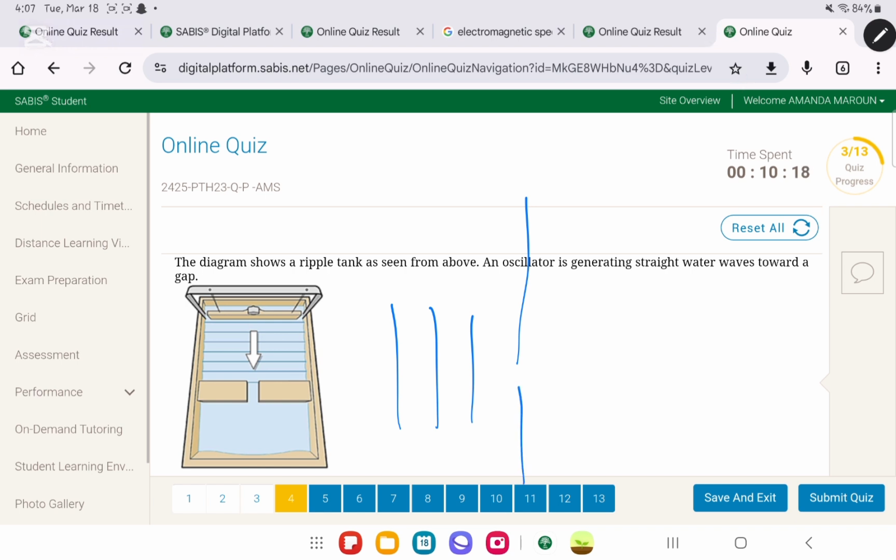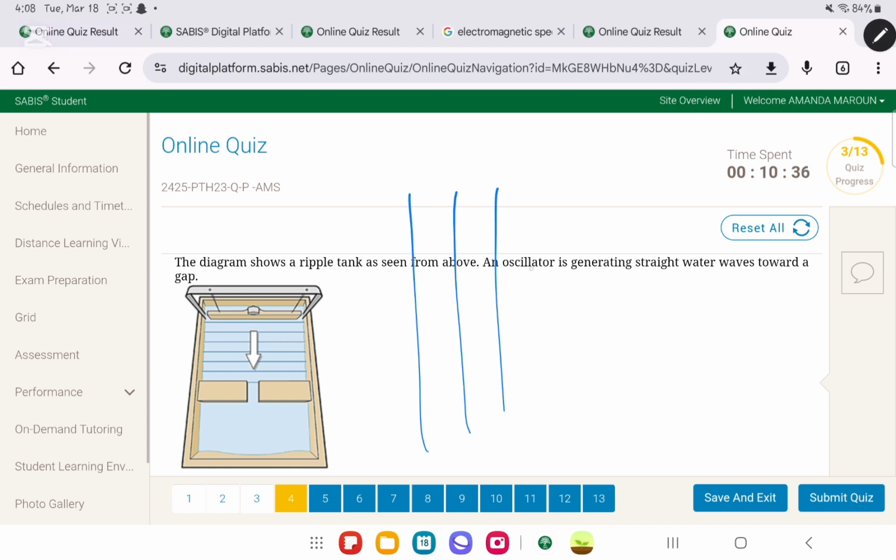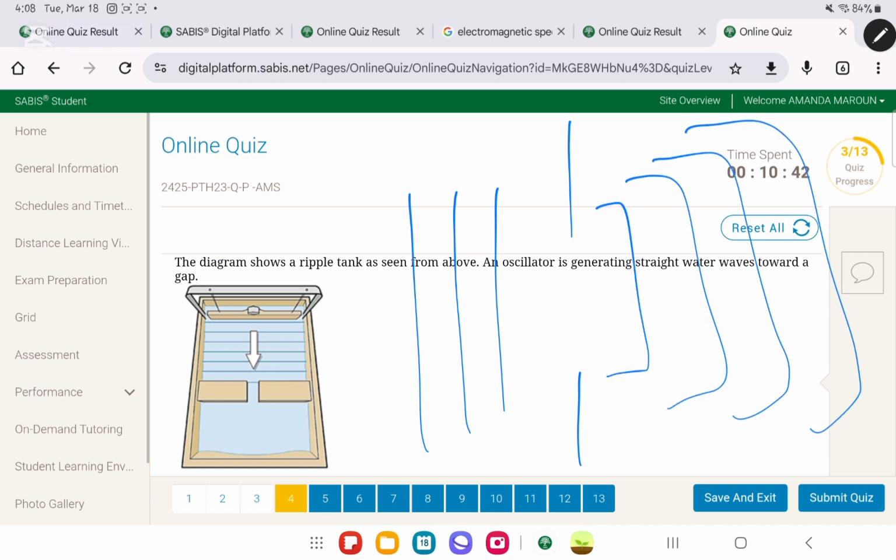When they pass through a gap, they will diffract, like this. And what you need to know is that the smaller the gap, the more curved the diffraction will be. So if we had a bigger gap, let's say these are the waves, but we had a bigger gap like this, they would turn out like this. They wouldn't be really diffracted, they would be partially diffracted.